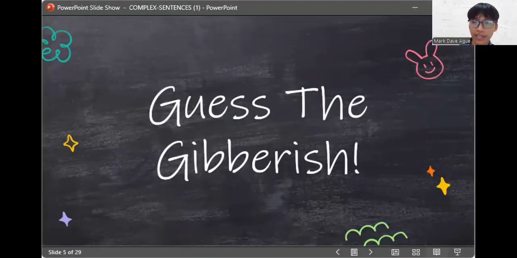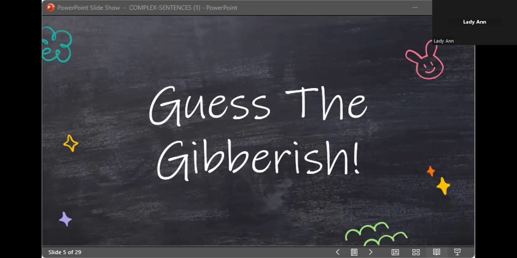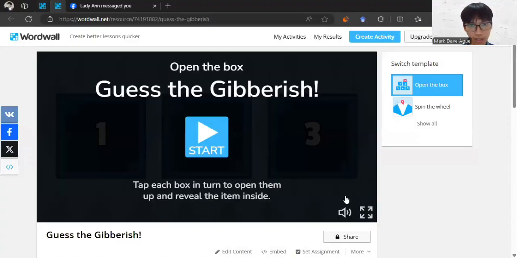We will have another activity called Guess the Gibberish. I will show some gibberish words through the mystery box that are related to our topic. Afterwards, you will discover the right word, and after that, I will ask a question to the chosen student about the given word. Is that clear? Yes, sir. Now let's start.